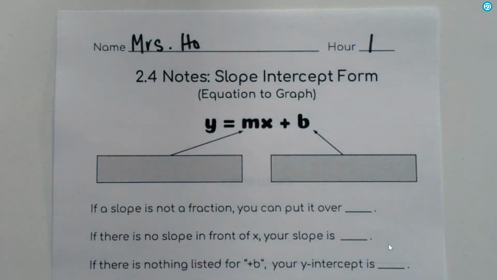Okay, today and Friday we will be working on slope-intercept form both days. Today we're going from an equation to a graph. Friday we're going from a graph to an equation. So we're just going the two different directions, point A to B, and then back home, B to A.